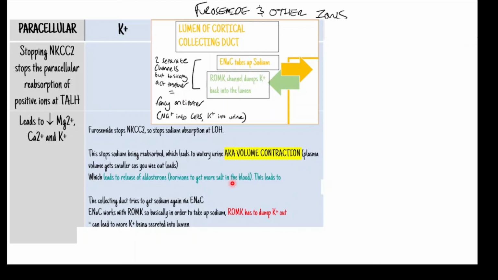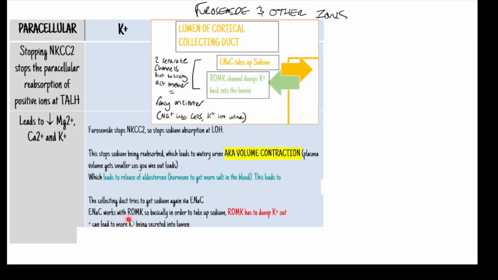So again, it's like another deal with the devil. In order to take up more sodium, which is a good thing because it takes up more water, your body is trying to correct itself against this furosemide. It has to sign a deal with the devil, and the contract is that yes, you can take up your sodium, but you're going to have to dump K+ back into the lumen. Basically, you're going to have to wee out K+.